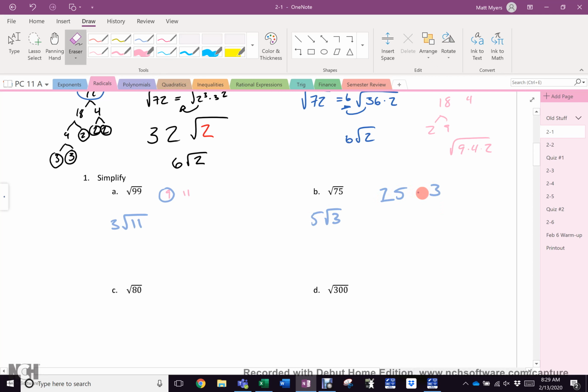Now let's pretend that you didn't do that. You said, oh, it ends in 5, I'm going to divide by 5. So 75 would be 5 and 15. And then you would break that down into 5 and 3. And there's your pair.